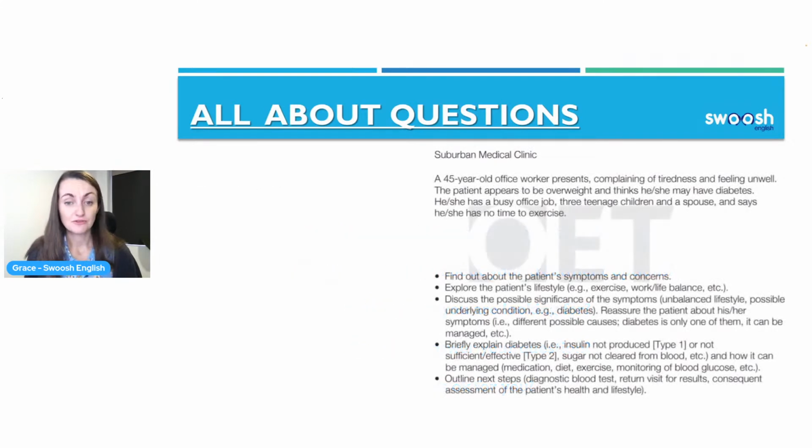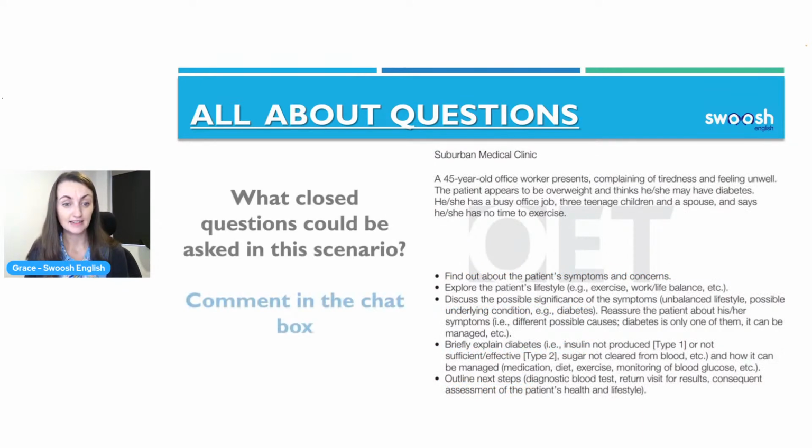Now we have another role play here. This time we have a doctor's role play. So once again, read through the tasks that you need to complete. What closed questions could you ask in this scenario? Look at each bullet point and think about how you might use a closed question in order to get the information. So we've got find out about the patient's symptoms and concerns.